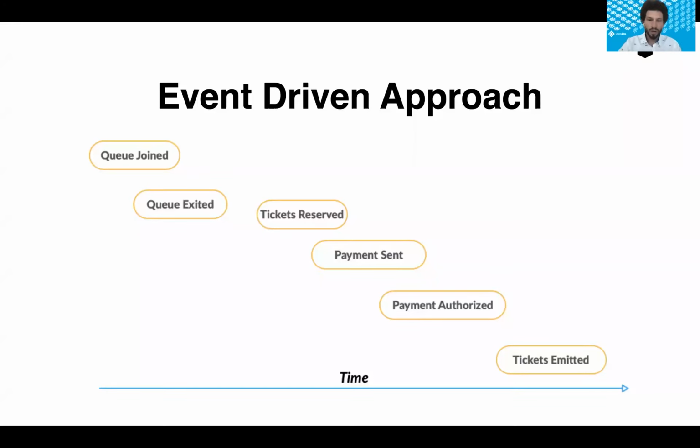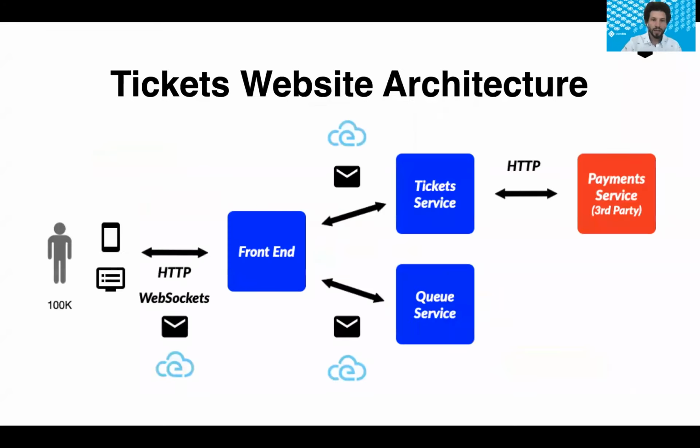If you go more to the architecture, this is how I started working with this application. So I created 4 different services. The front end, which is interacting with WebSockets to the client, to the browser, sending messages, and also sending the HTML for the website. A ticket service that is in charge of interacting with the payment service and also emitting the tickets, and the queue service, which is in charge of this queuing mechanism that you saw at the beginning.